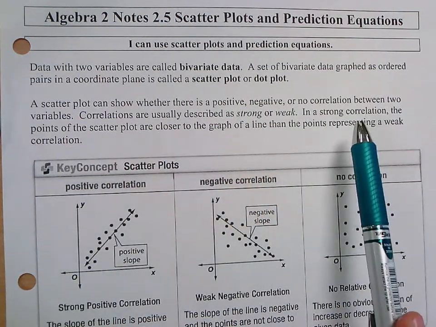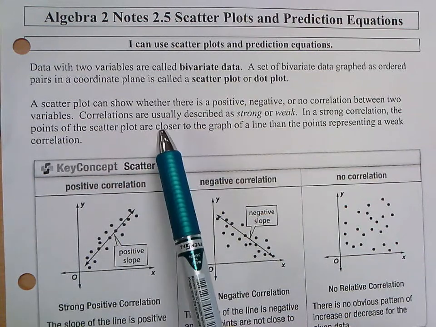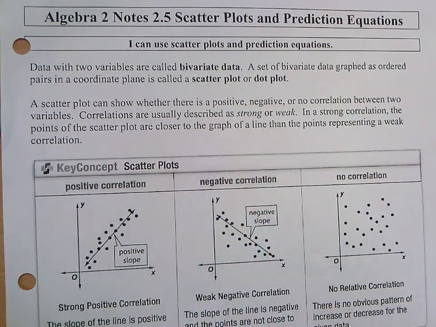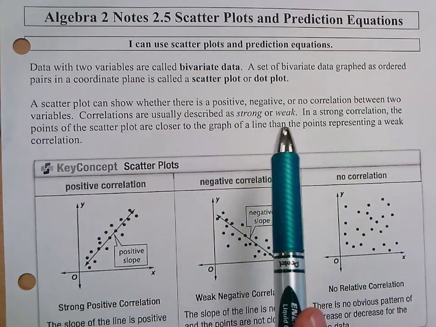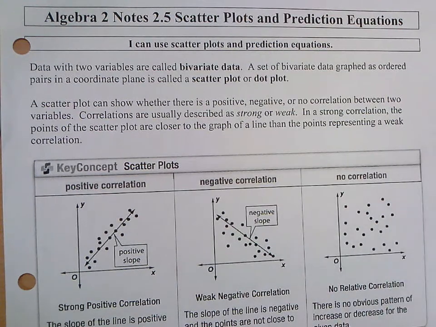In a strong correlation, the points of the scatter plot are closer to the graph of a line. The points are closer together. They more closely make a line. If the correlation is weak, the points are more spread out. So if you were to draw a line of fit, they're farther away from the line, but they still kind of fall in a linear pattern.